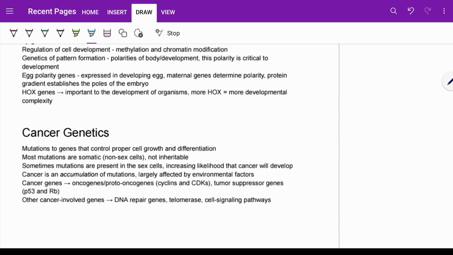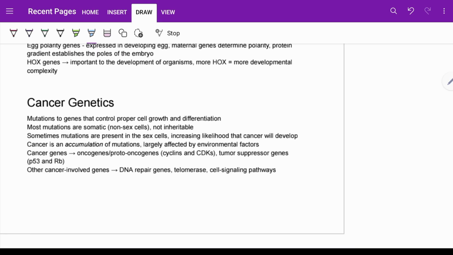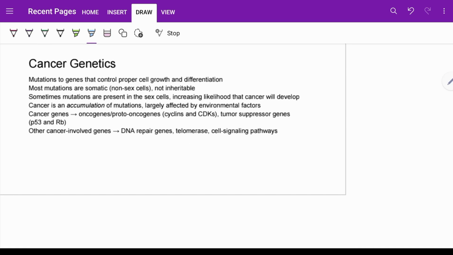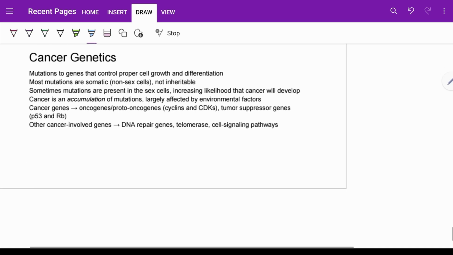We also have Hox genes, which are associated with the development of organisms. If there are more Hox genes, this actually means more developmental complexity. For example, humans would have more Hox genes than, say, an isopod or a roly-poly or an insect.